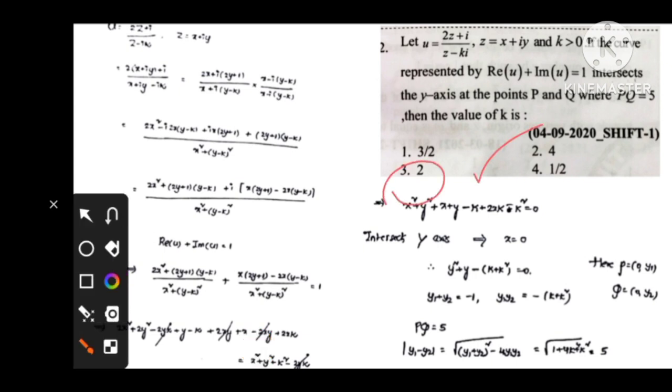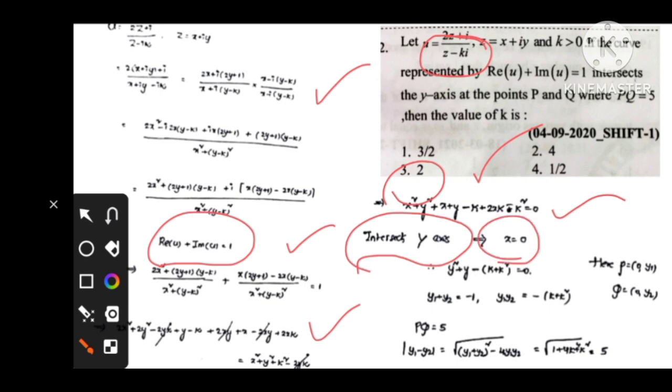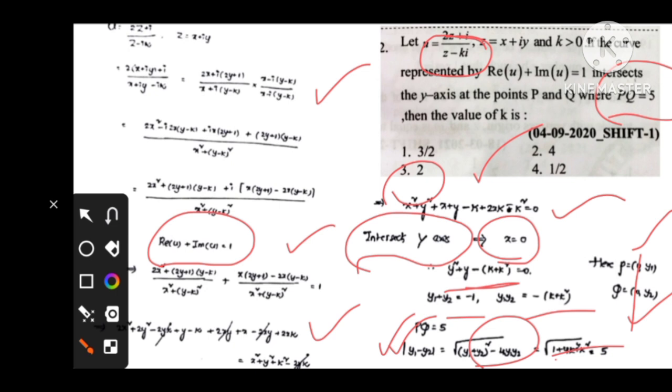Okay, understand all of you? This is also a very easy question. Direct IP calculation. First replace z is equal to x plus iy, take the rationalization and take the real part plus imaginary part equals 1. Do the simplification. Here the condition given is it intersects the y-axis, means replace x is equal to 0. The points are p, q means take the x coordinate equal to 0. PQ is equal to 5 means just take the distance equal to 5. From this equation, take the y1 plus y2, y1 into y2, and by using the two values, find the mod y1 minus y2 value. Then you will get the k value. Understand all of you? This is also a very easy question.